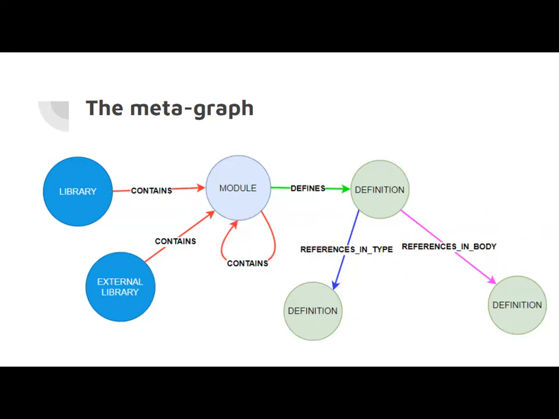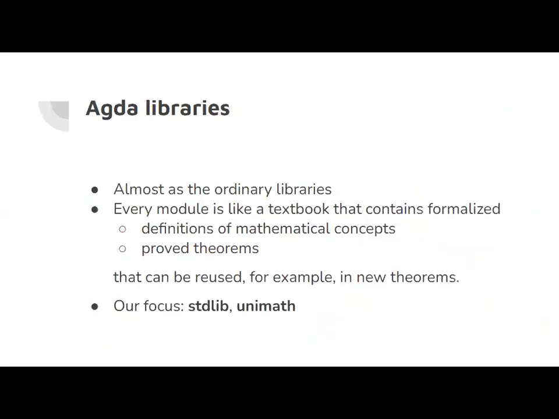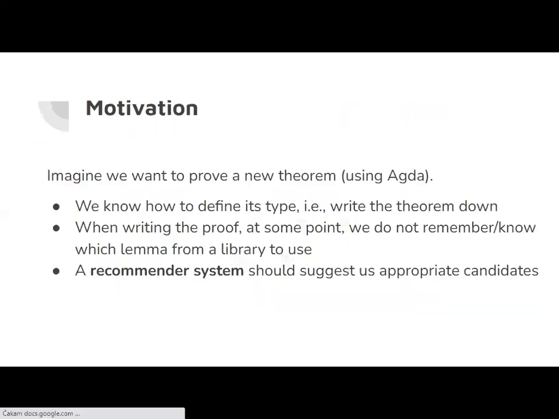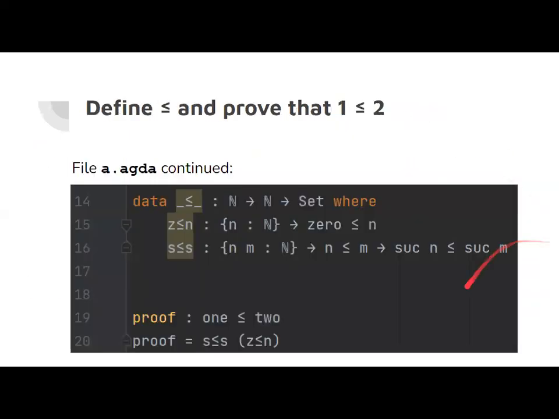When you say reference between the type, then you limit reference between the specification. What I mean by in type, so let's go back to the example here. So in the specification, yeah, this would be references in type, and that would have an edge from proof to one and from proof to two. And this is the body where we actually define the expression.